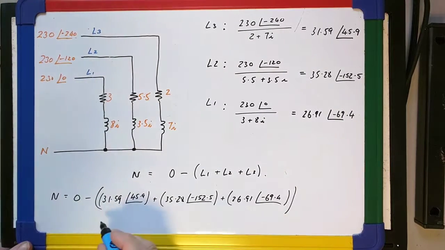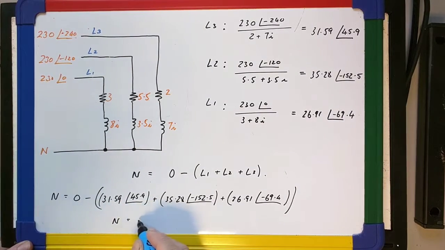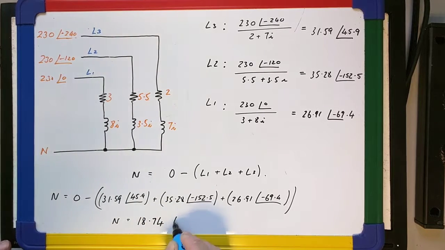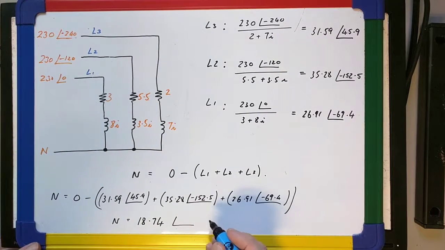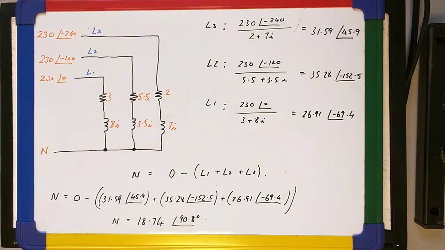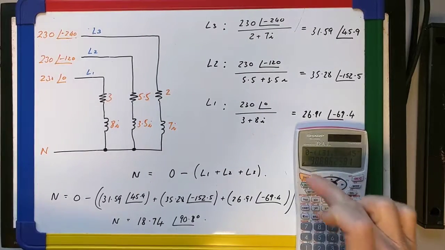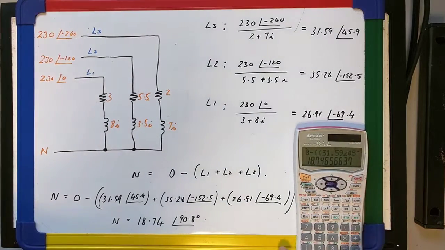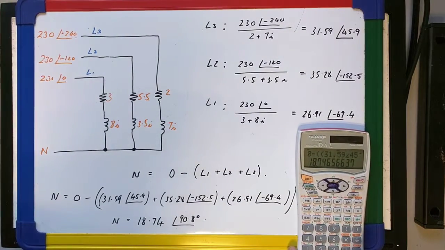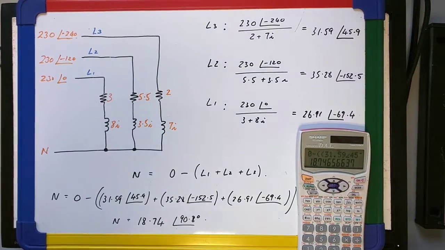And if you work that out, you'll find neutral current equals 18.74 at an angle of 90.8 degrees. That's our angle, and on this particular calculator we have to toggle between angle and current value. So there we have it.